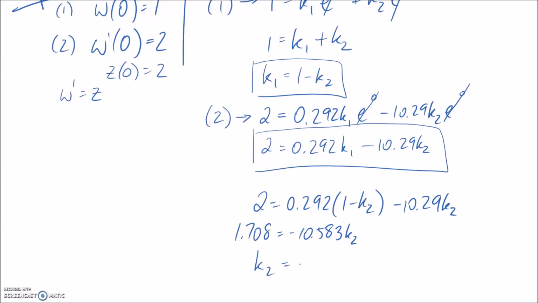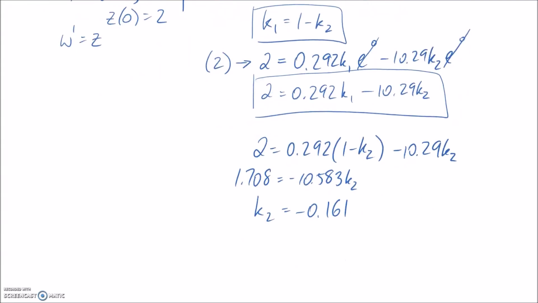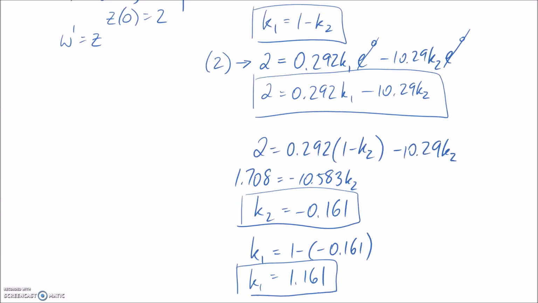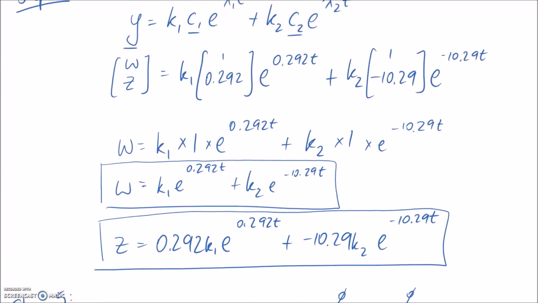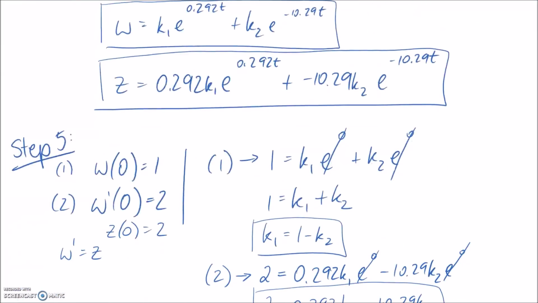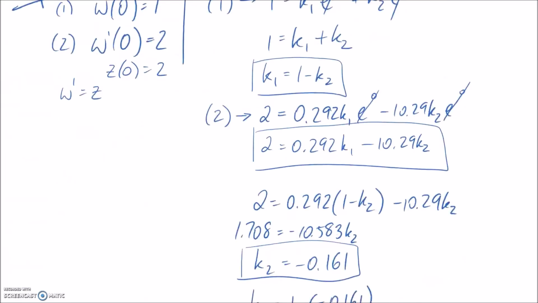And k2 on its own is negative 0.161 approximately. And then you can go back and solve for k1 by subbing it back into the other equation. And it becomes 1.161 for the other constant. So now that we have the two constants, it's just a matter of going and substituting them back into the general solutions up here. Alright, so you can either pop it into these two, or you can pop it into here. These are the equivalent kind of expressions to each other. So I might pop it in this one here.